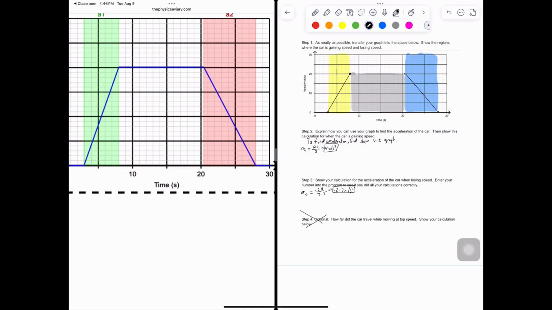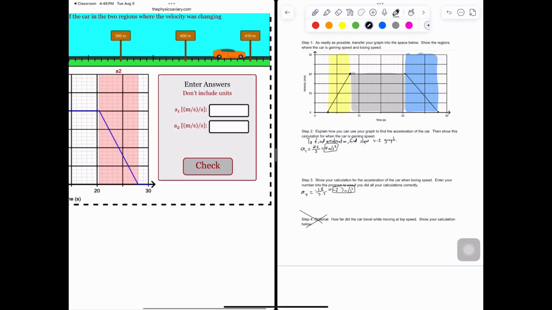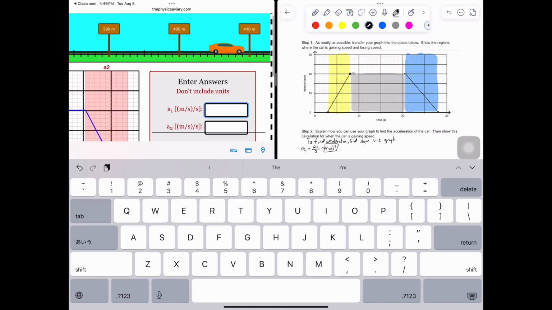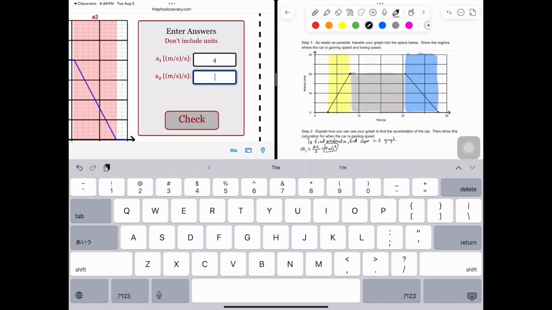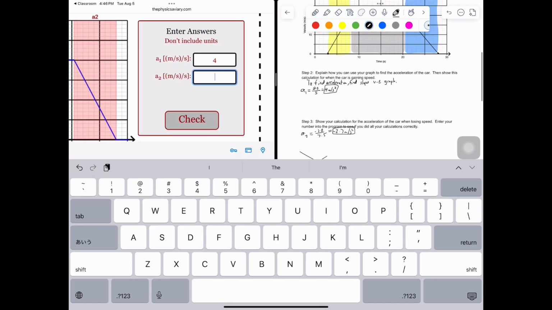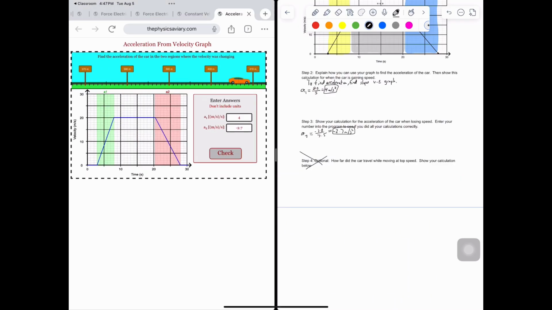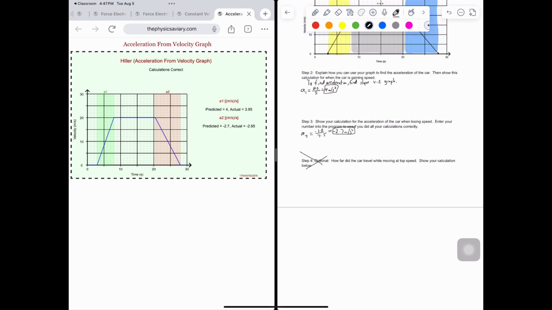Let's go ahead and enter. I'm going to enter my values. You enter yours. So for me, it's about 4 and negative 2.7. All right, there we go. Hopefully we were able to get question number 4 correct as well.